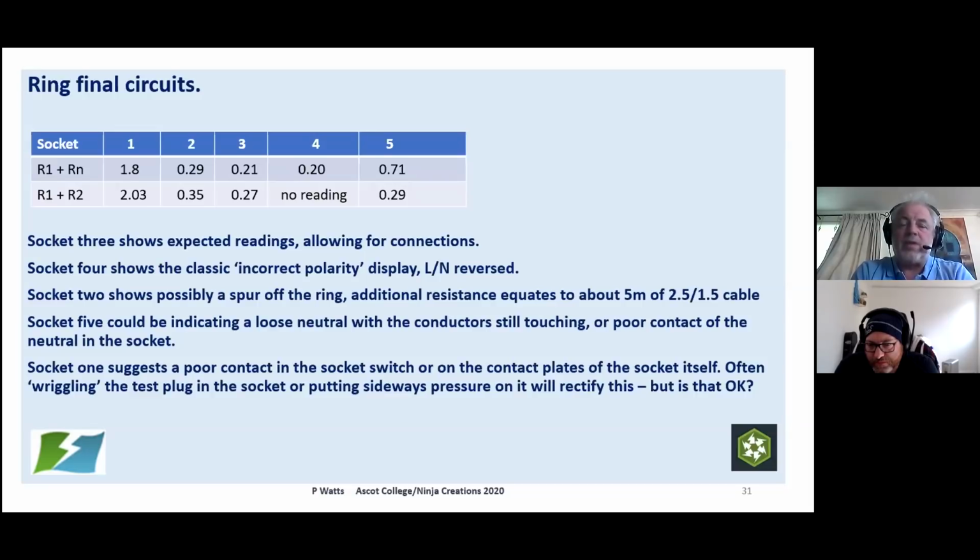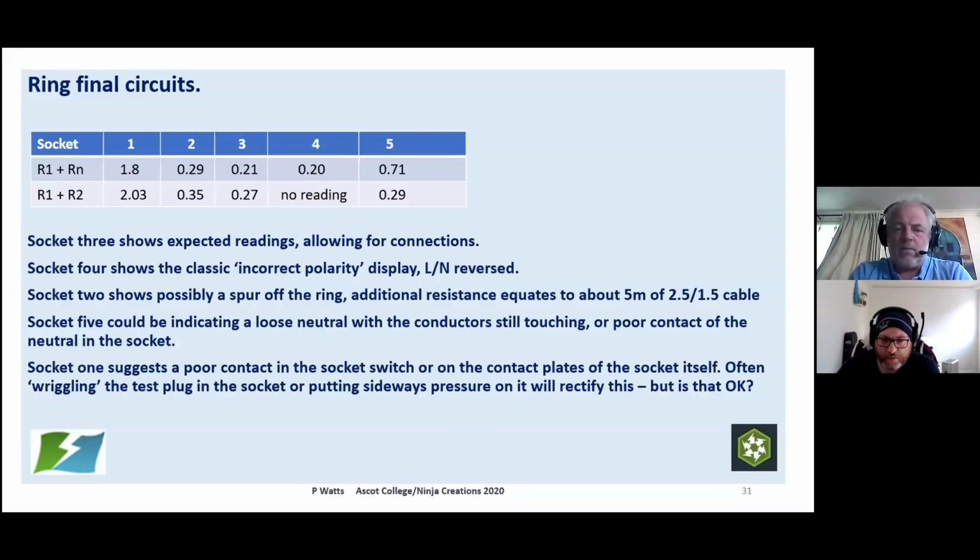Or it could be poor contact on the neutral of the socket. And we've already said about the switches, they can be really dodgy. The actual pins going into the socket, if you're using a test plug, can sometimes not make a very good connection, especially if the socket's been in a while, it loses its sort of springability. So it could be a loose neutral where the conductors are still touching, but not making effective contact with the socket, or it could be a poor connection within the socket on that neutral. But there's a definite issue there with that neutral.